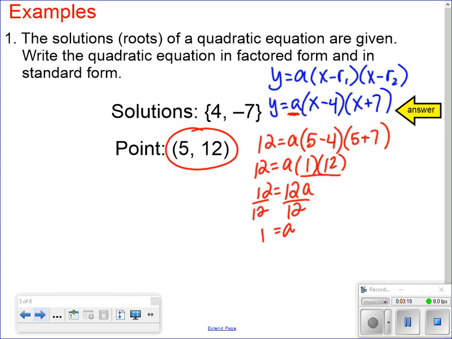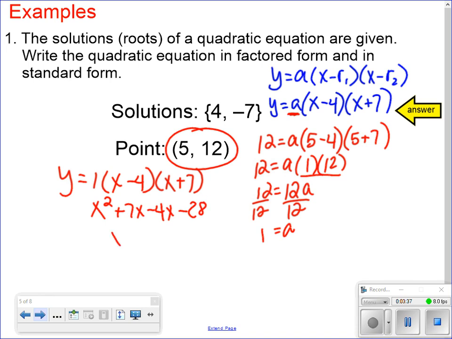Once I have that piece, I'm going to rewrite it. So y equals 1 times x minus 4, times x plus 7. Then I FOIL and distribute the 1. When I FOIL, I get x squared plus 7x minus 4x minus 28. The middle simplifies to x squared plus 3x minus 28. And so here is my equation in standard form.